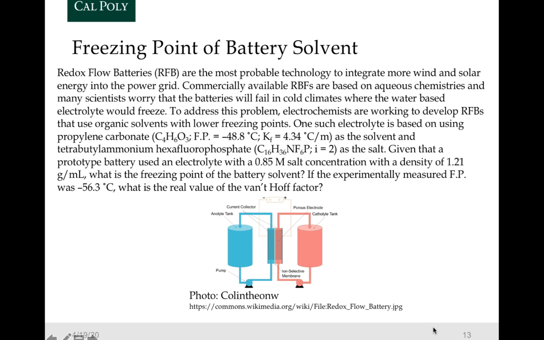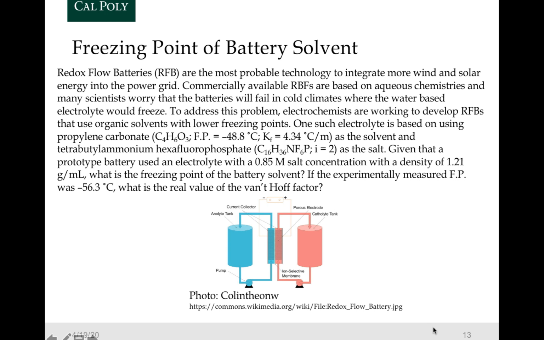Redox flow batteries are the most probable technology to integrate more wind and solar energy into the power grid. Commercially available redox flow batteries are based on aqueous chemistries, and many scientists worry that the batteries will fail in cold climates or the water-based electrolyte would freeze. To address this problem, electrochemists are working to develop redox flow batteries that use organic solvents with lower freezing points. One such electrolyte is based on using propylene carbonate as the solvent and tetrabutylammonium hexafluorophosphate as the salt.